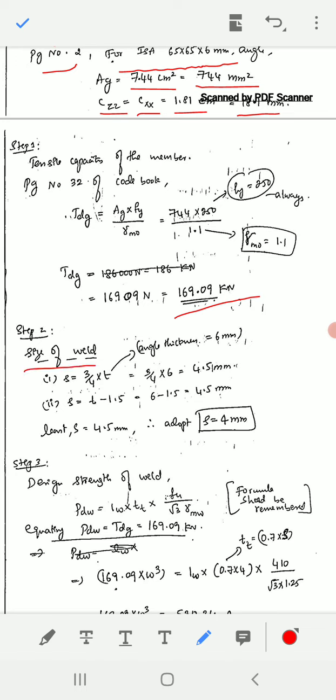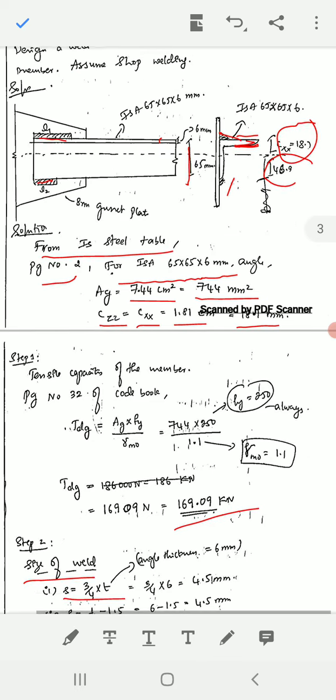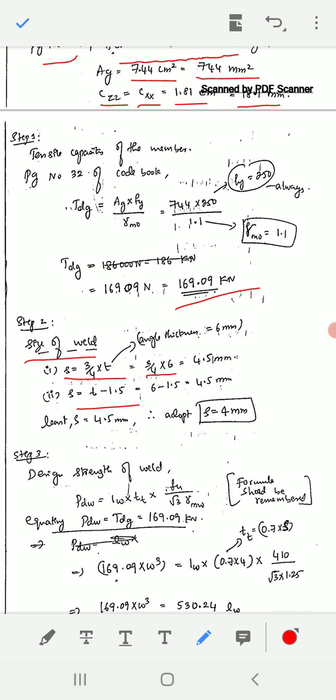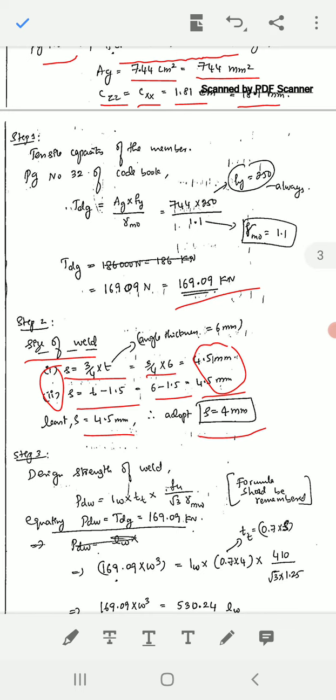Then second step is size of weld. There are two formulas, S is equal to 3 by 4 T and S equal to T minus 1.5, where T is the thickness of the angle. The angle is given as 65 into 65 into 6, where 6 is the thickness of the angle. So 3 by 4 into 6 is 4.5. Then 6 minus 1.5 is 4.5. So S is equal to 4.5. The least of these two values is 4.5 mm. We can't adopt 4.5, we adopt only whole numbers, that is 4 mm. I think we got it.